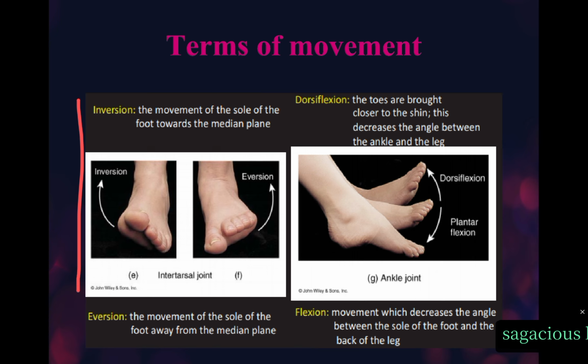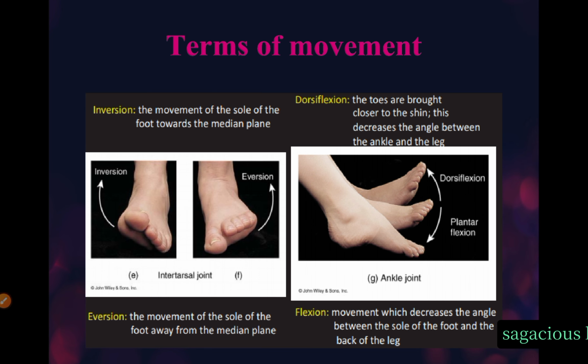So inversion, we are moving the toe towards the median plane. That's why we call it inversion. Eversion, we are moving the toe away from the what? From the median plane. And in dorsiflexion, the toes are brought closer to the shin. This decreases the angle between the ankle and the leg. So where is your ankle? This is our ankle, and this is now our leg. So what is happening there is dorsiflexion.